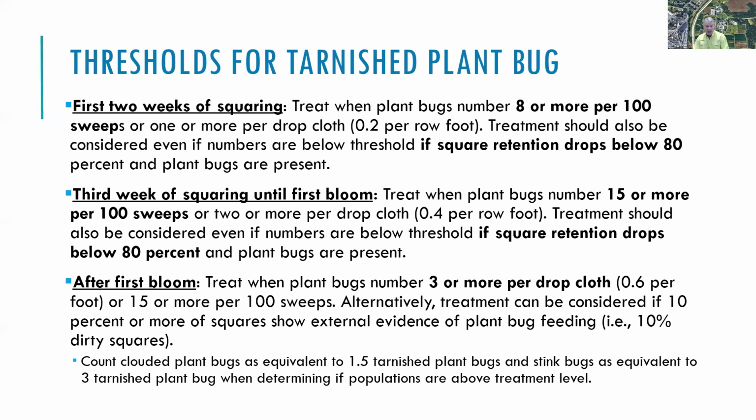And I'd also tell people to count stink bugs, which are almost exclusively boll feeders or seed feeders, to count them as 3 tarnished plant bugs. Those are good cheats when you're dealing with a complex of plant bugs and stink bugs, which we often are doing in Tennessee.